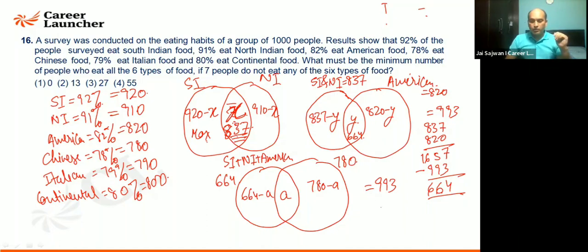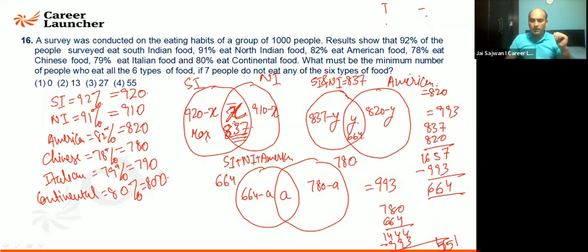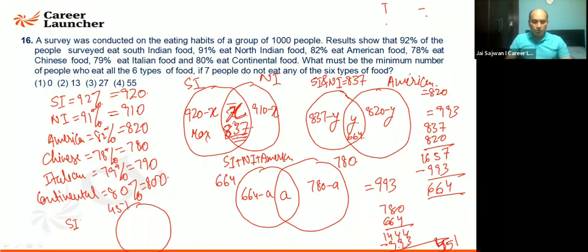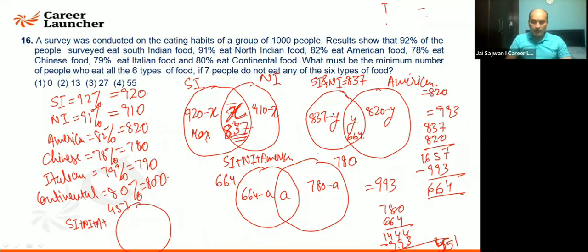So if you sum them, you will say 780 plus 664. 8 plus 6 is 14. And this is 1444 minus 993. My dear, it is coming out to be what? 551 is your answer. Is that fine? Sorry, 451 is the answer. So it is 14, then 13. So I'll say 451 people are there who are going to have all these South Indian plus North Indian plus American plus this 780 was Chinese Mandarin food. So I'll say this is Chinese food.